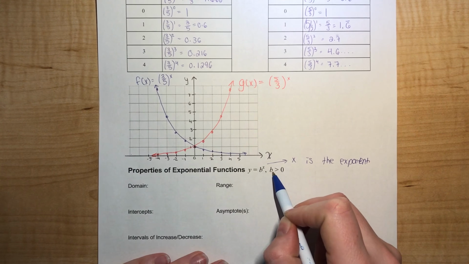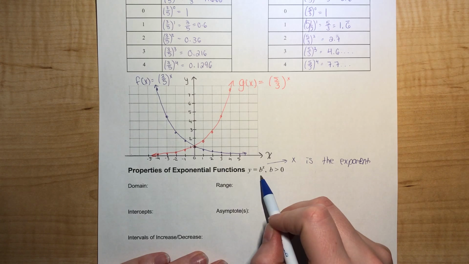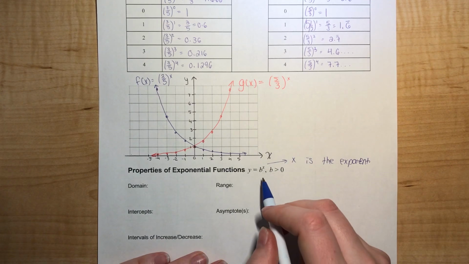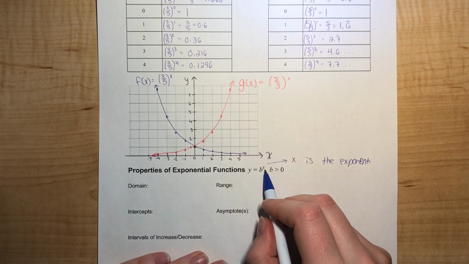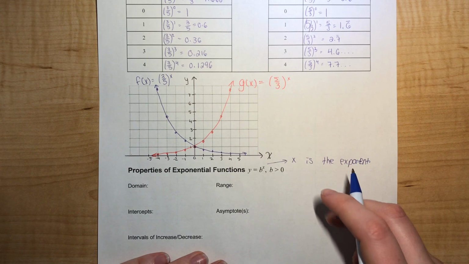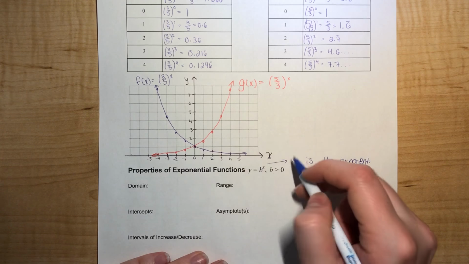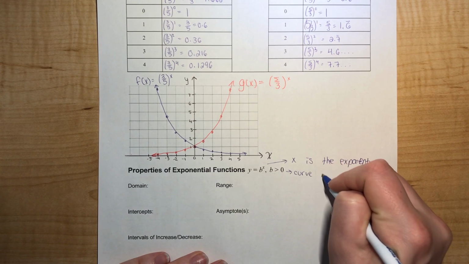Now we've got this one extra restriction: our base has to be greater than 0. If b is just 0, 0 to any exponent will always be 0. And if b is negative, we get some really funky stuff. Let's say we've got negative 2 to the power of x. For certain exponents that might be a positive answer, and for certain exponents that might be negative. So b is always positive, to make sure that our curve is smooth.